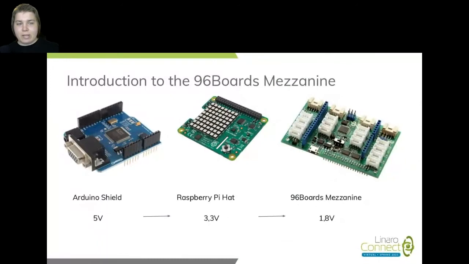Firstly, as I'm pretty sure that everybody knows about the 96Boards Mezzanine, I wanted to introduce it. You can imagine it like an Arduino shield or a Raspberry Pi hat. But unlike the Arduino shield and the Raspberry Pi hat, which use 5-volt logic level and 3.3-volt logic level, the 96Boards Mezzanines use 1.8-volt logic level.